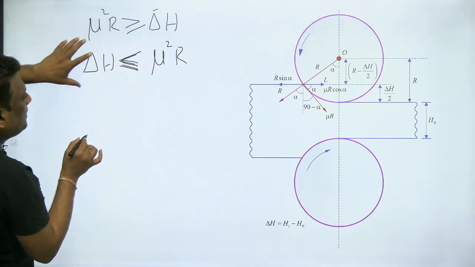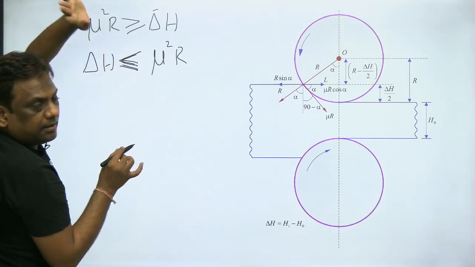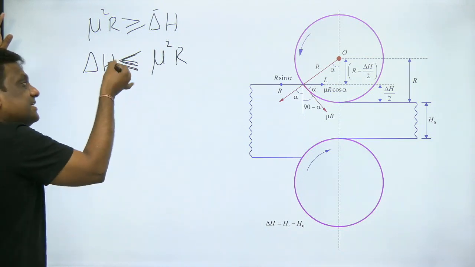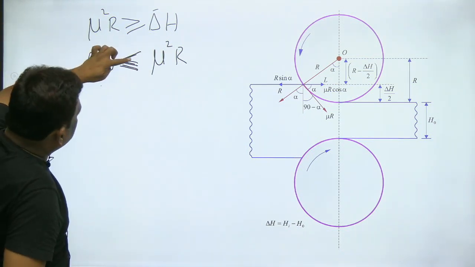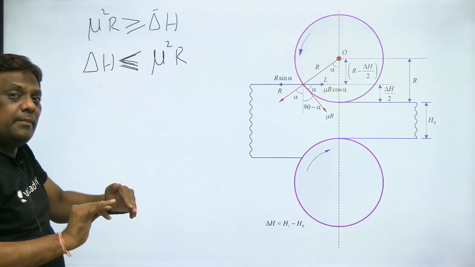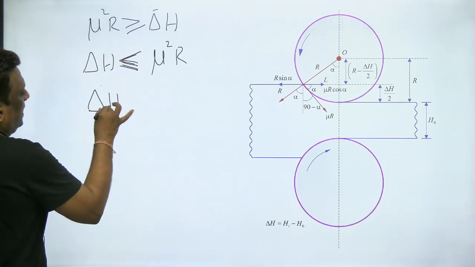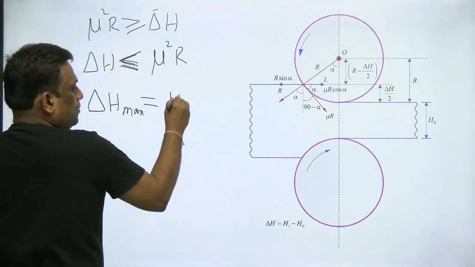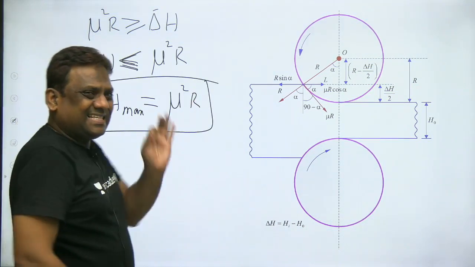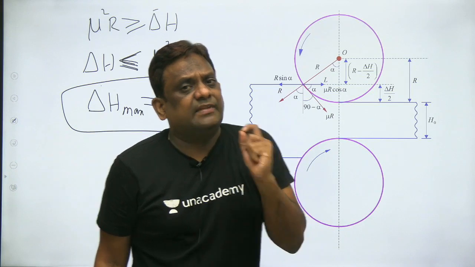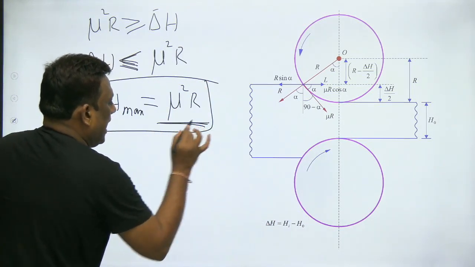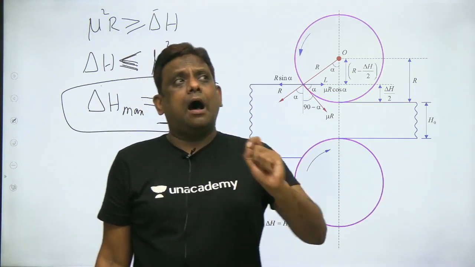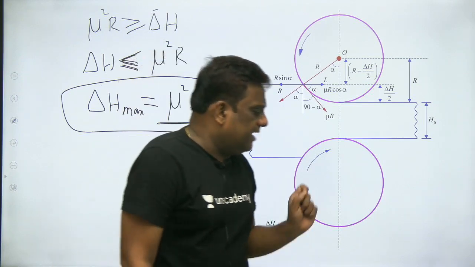Delta H is less than or equal, so when will it be maximum? When it is equal. So for the maximum reduction, I will write it as equal, mu square R. So it means in a single pass the maximum reduction that we can achieve is mu square R. So these are very important equations.